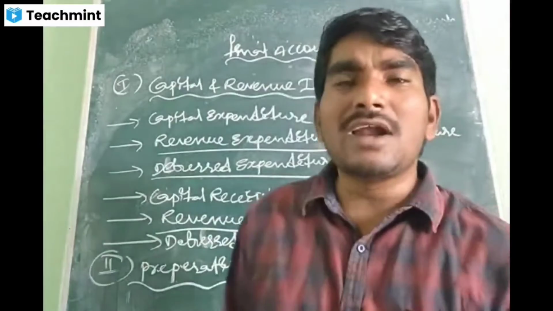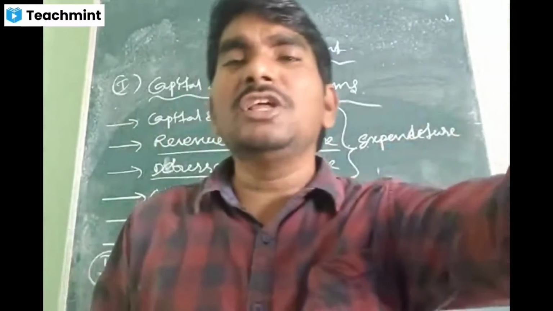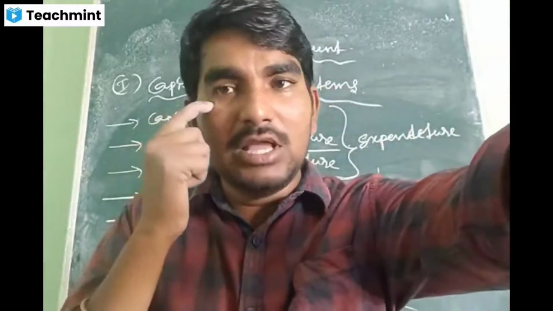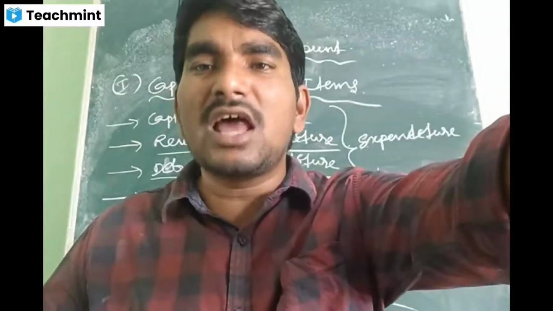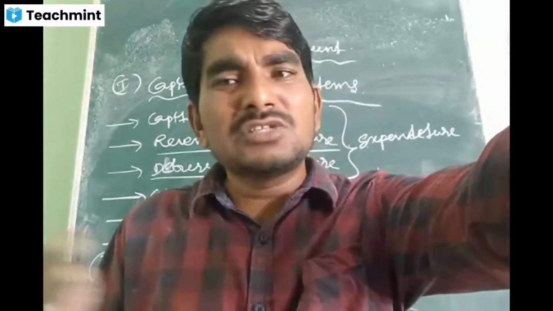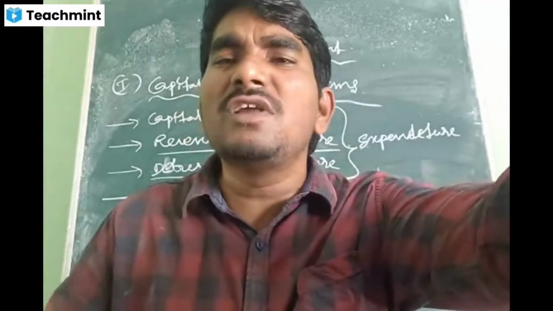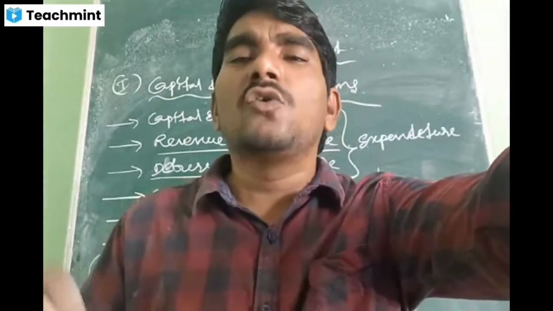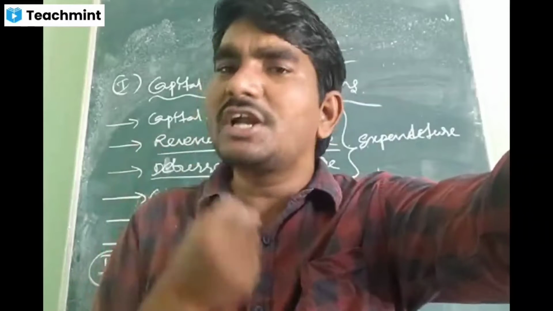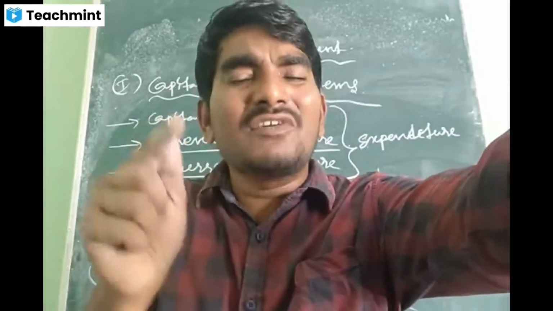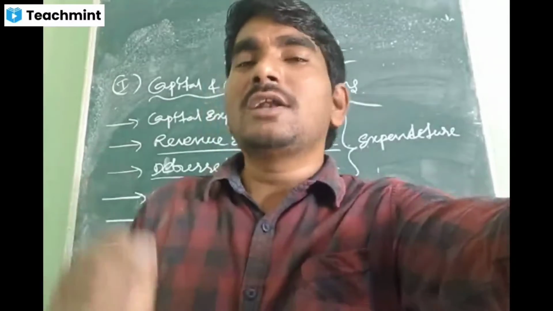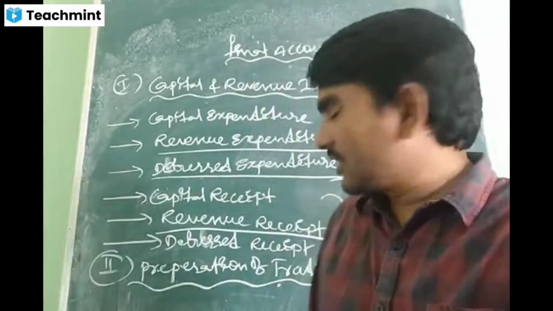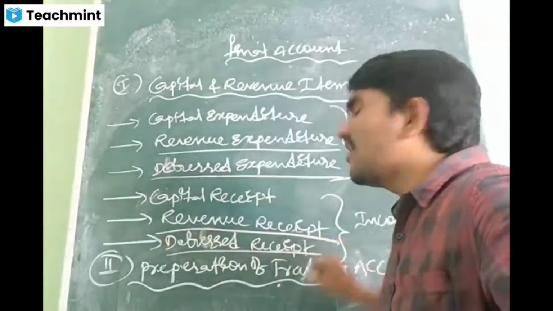For example, getting commission per month and the sale of goods. Every day and every month we sell goods, and in that way we get some income. That kind of receipt is an example of a revenue receipt. And as well as deferred receipt.